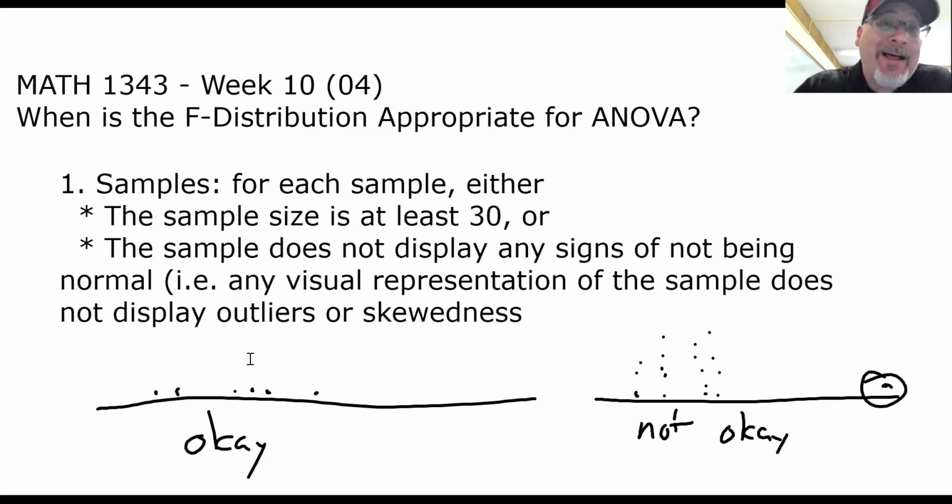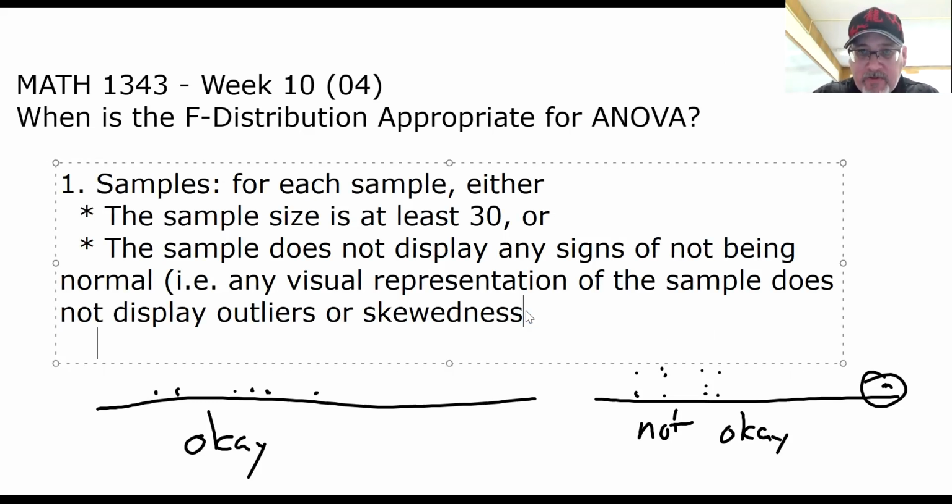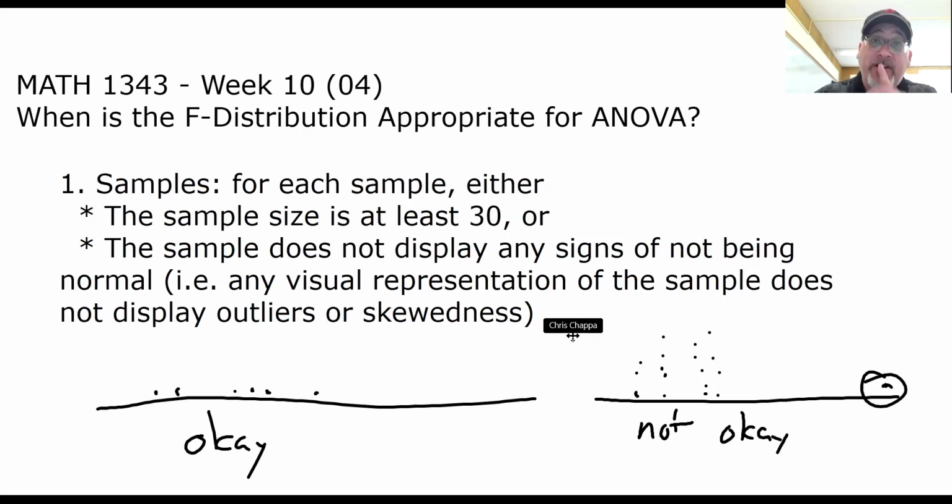Now don't worry, in my class, we're always going to be able to do the process because the way you would do this otherwise is beyond the scope of this course and involves calculus, and this is not a calculus-based statistics course. So that's criteria number 1. Sample size is at least 30, or the sample does not display any signs of not being normal. So no outliers, no skewedness, and that lack of a closed parenthesis drives me crazy. All right, so that's criteria number 1.